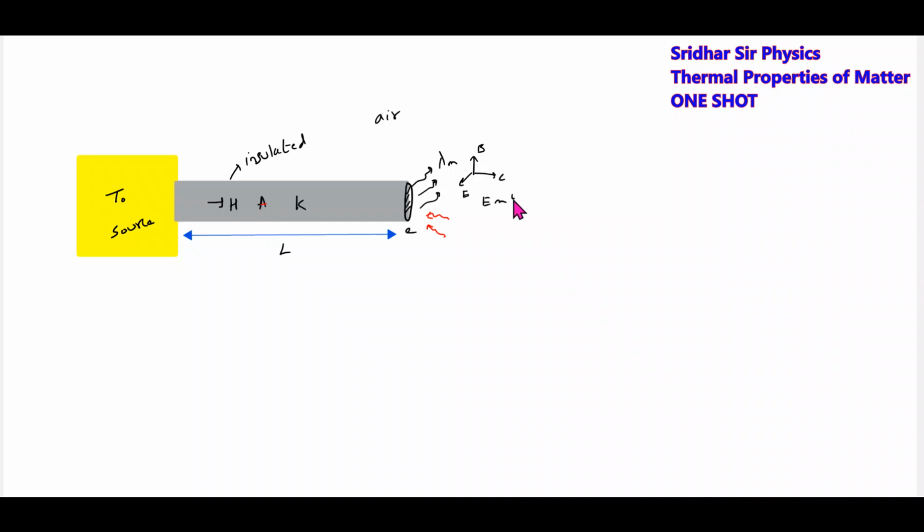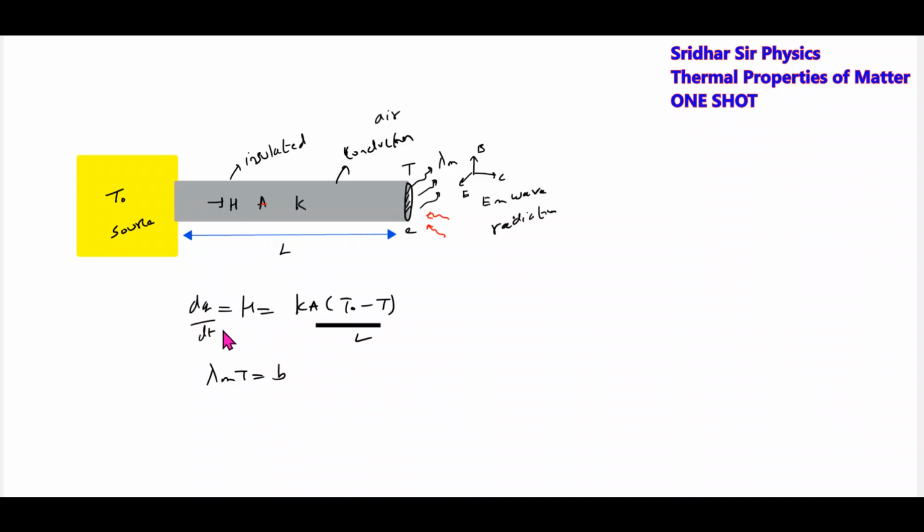What is this? This is EM wave. This will become a radiation. Here, what is occurring? A conduction. Then H is equal to KA (T0 minus T) by L. What is T? The temperature of this surface. We can write it in terms of lambda m T equal to B. This H is nothing but the power transferred, dQ by dt.